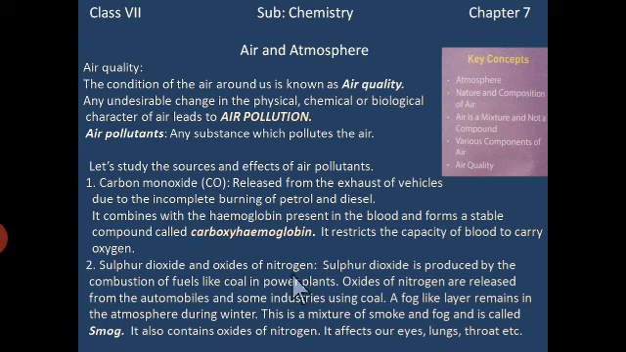Sulfur dioxide and oxides of nitrogen. Sulfur dioxide is produced by the combustion of fuels like coal in power plants. Oxides of nitrogen are released from the automobiles and some industries using coal. A fog-like layer remains in the atmosphere during winter in the metropolitan cities. This is a mixture of smoke and fog and is called smog. It also contains oxides of nitrogen. It is very harmful as it affects our eyes, lungs, throat, etc.